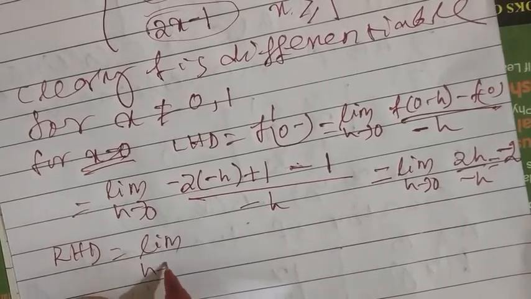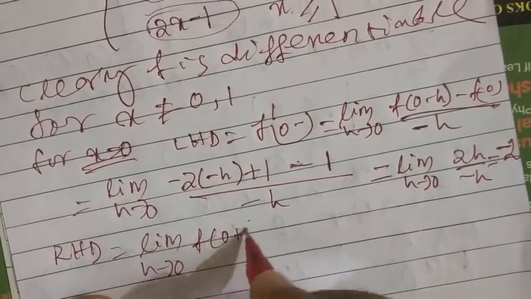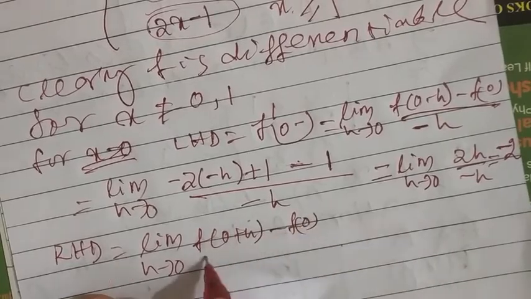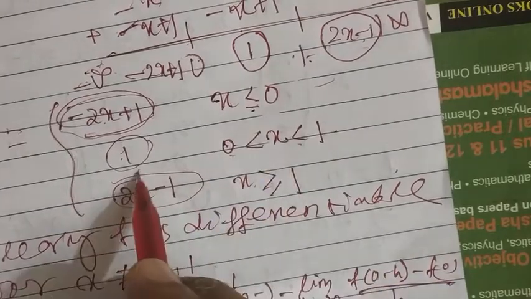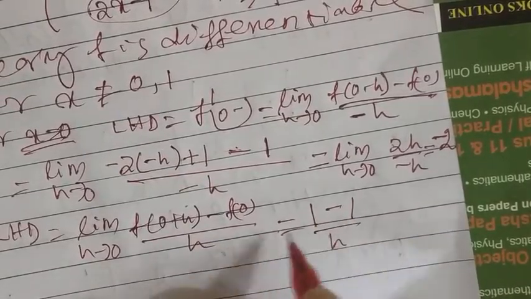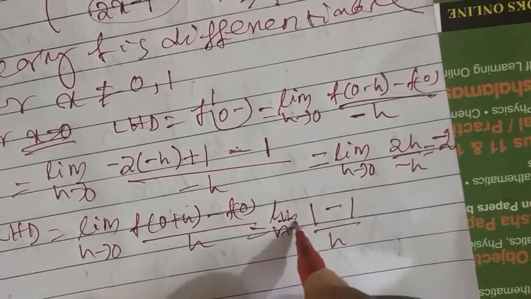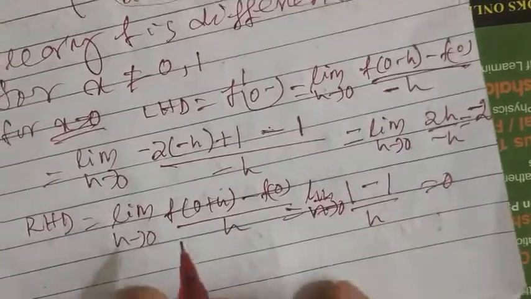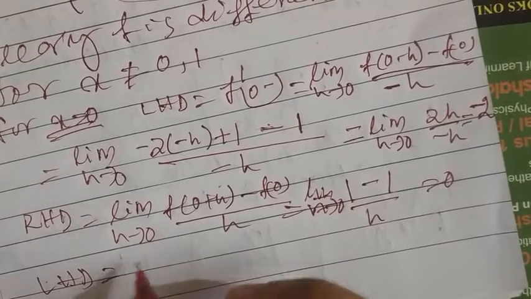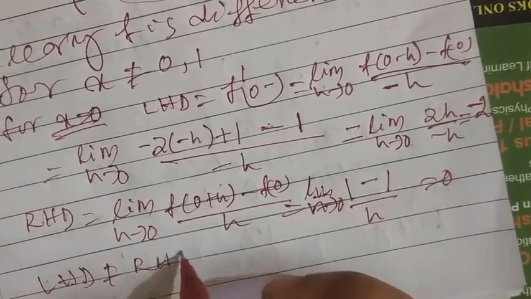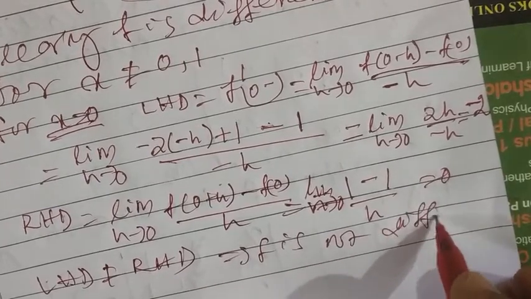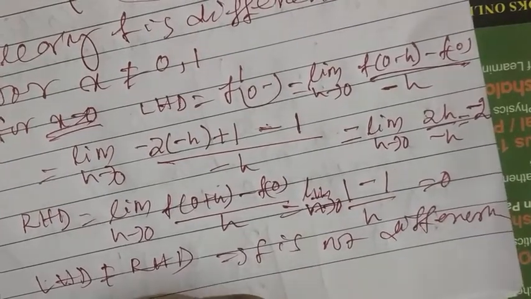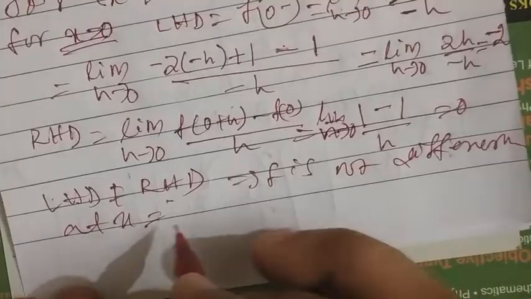Limit h tends to 0, f of 0 plus h minus f of 0 by h. What is f of 0 plus h, for h more than 0? The result is 1. And f0 is 1. So this limit as h tends to 0, the answer is 0. LHD not equal to RHD. That implies f is not differentiable at x equal to 0.